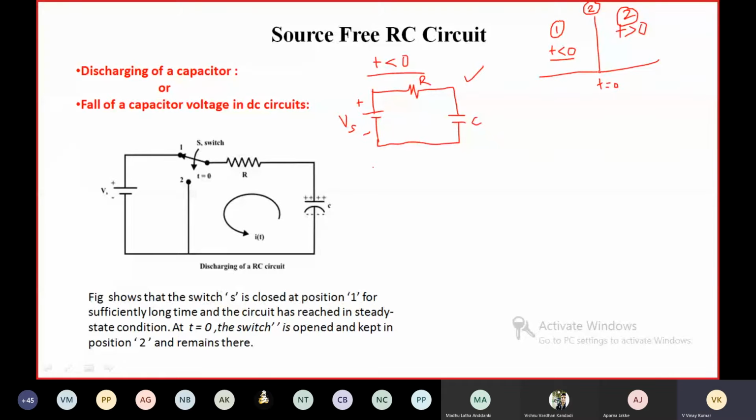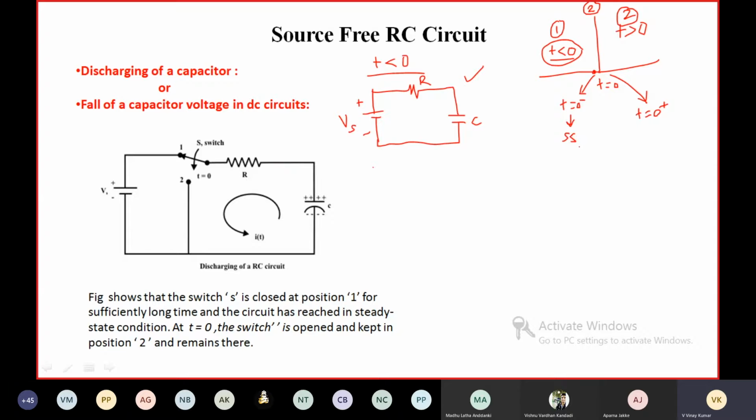If this instant is t equal to 0, then this instant is t equal to 0 minus, and this instant is t equal to 0 plus. For t less than 0, at t equal to 0 minus, steady state occurs.